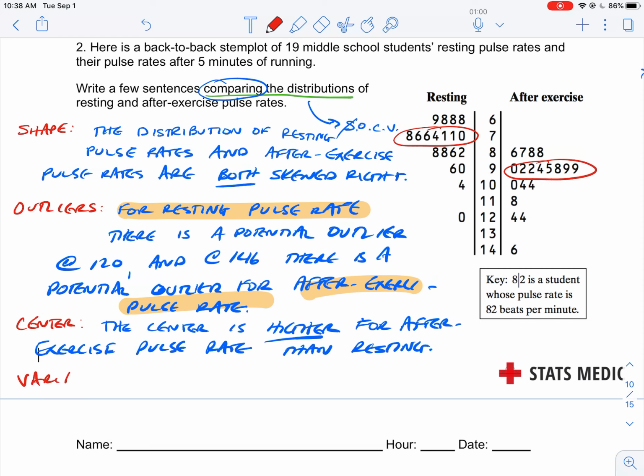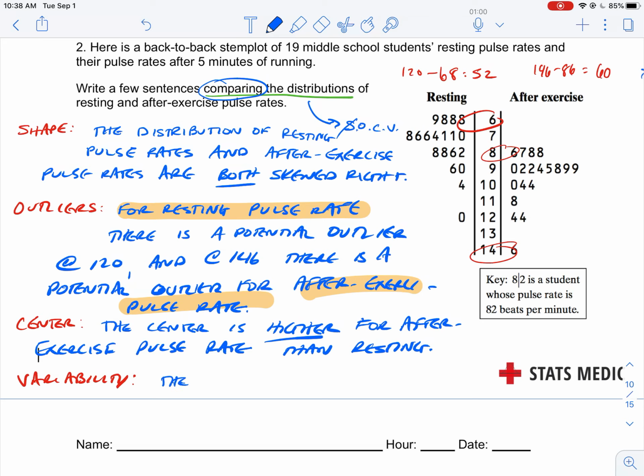Okay, variability. What I need is a variability that is going to talk about the range of these two data sets. So my range over here for my resting heart rate is going to be high minus low. So I'm going to have 120, which is my highest, minus 68, which gives me 52. And over here it's 146 minus 86, which is equal to 60. So which one has a higher range? My after exercise has a higher range, and that's what I'll say for my comparative language.